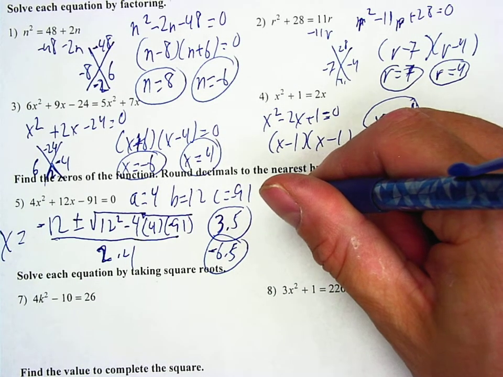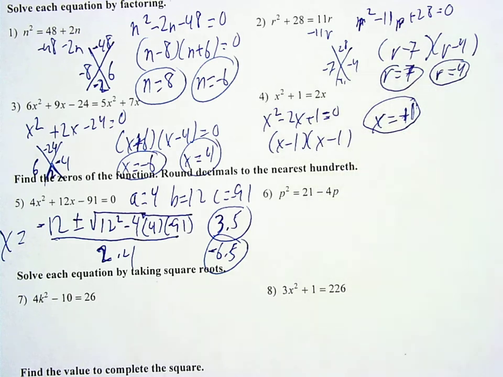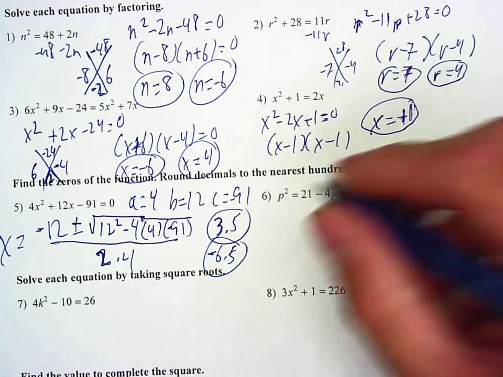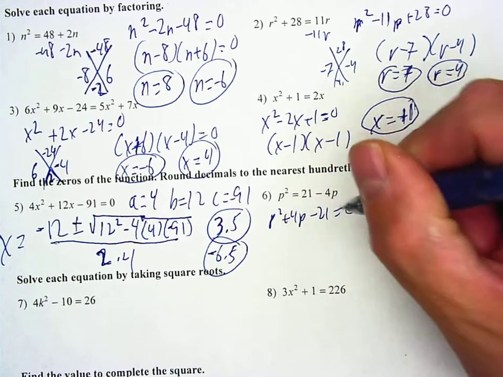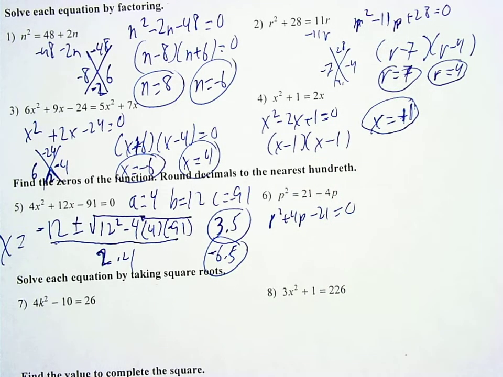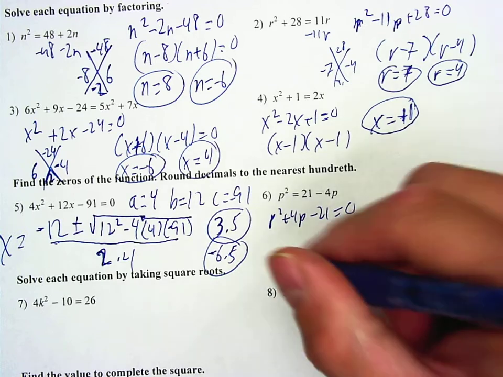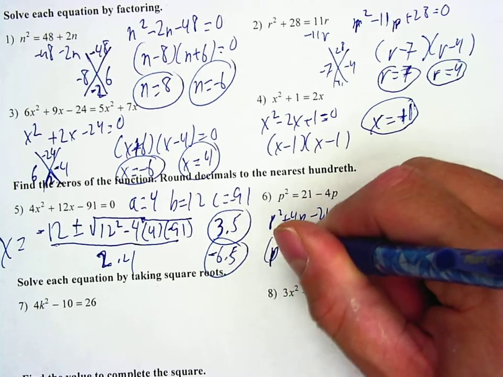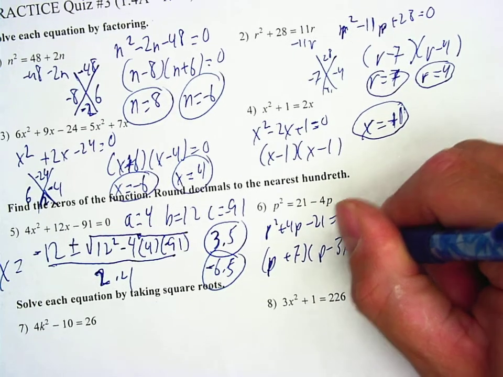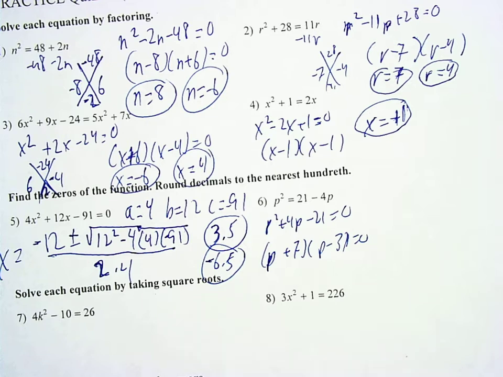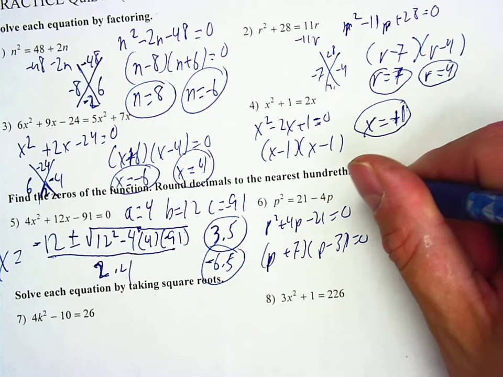This next one looks like it might be factorable, but I did say find the zeros and round to the nearest hundredth. So there's a good chance it's not factorable. If I did move everything over to the left, you would see p squared plus 4p minus 21. That is in fact factorable because positive 7 and negative 3 would make positive 4. So I don't really care if you don't use the quadratic formula here. So if you'd prefer just to do factoring, if I have a question here that factors, you can do factoring. Positive 7, negative 3. That's going to make positive 4, and it's going to yield your answers of negative 7 and positive 3. If you'd rather use the quadratic formula, that's fine as well.